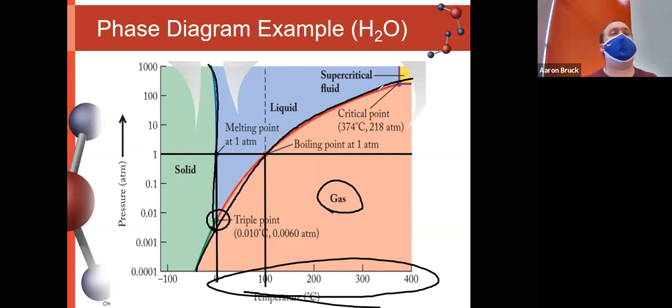Their attraction to each other means that it's not going to require nearly as high of a pressure to force them to be with each other. And it's going to require a lot more temperature to get them to go out of that. So as a result, we get a big liquid region and a relatively small solid region by comparison.